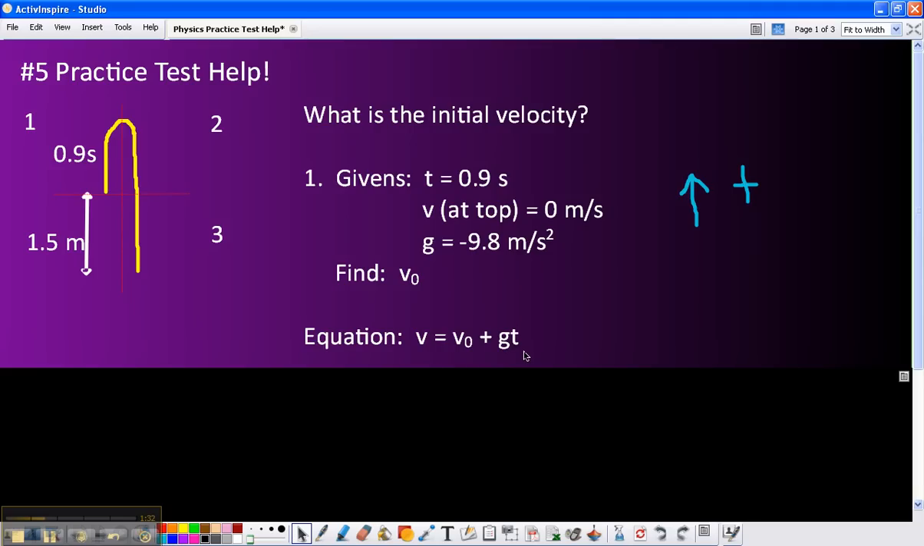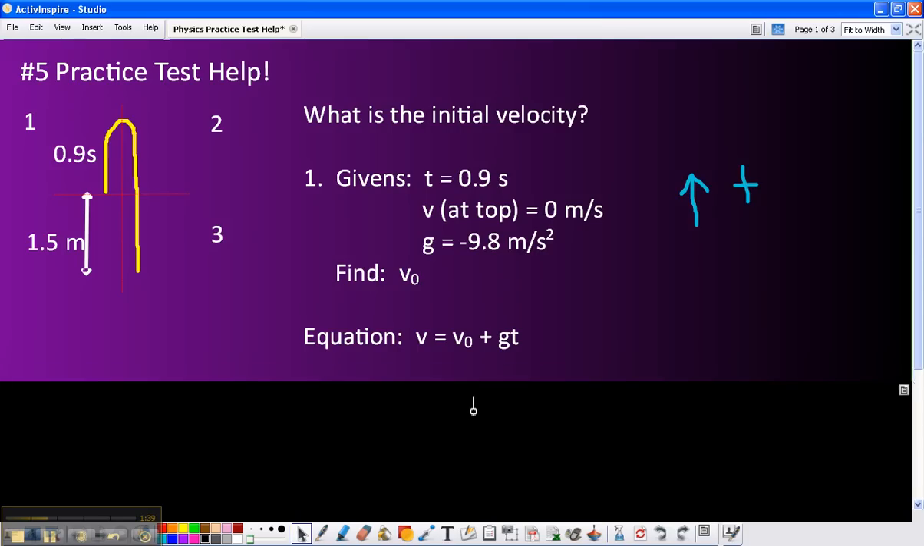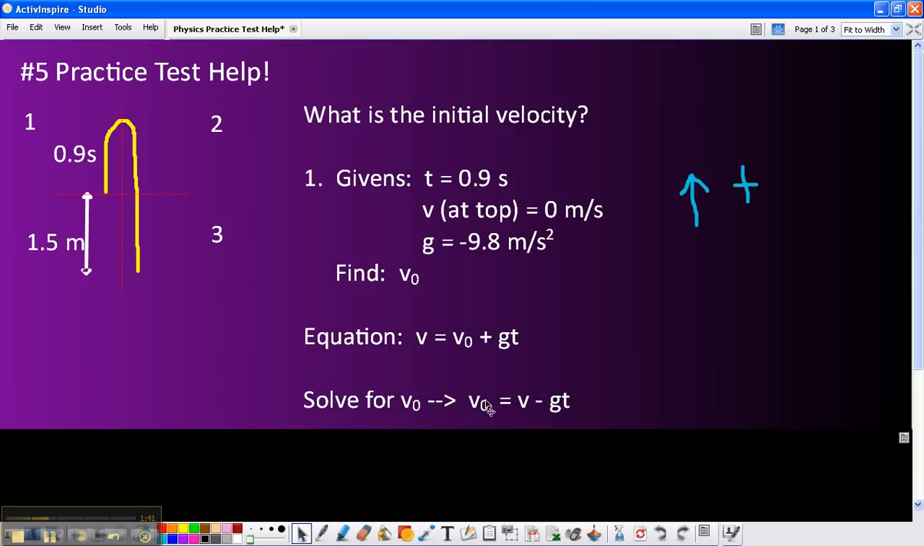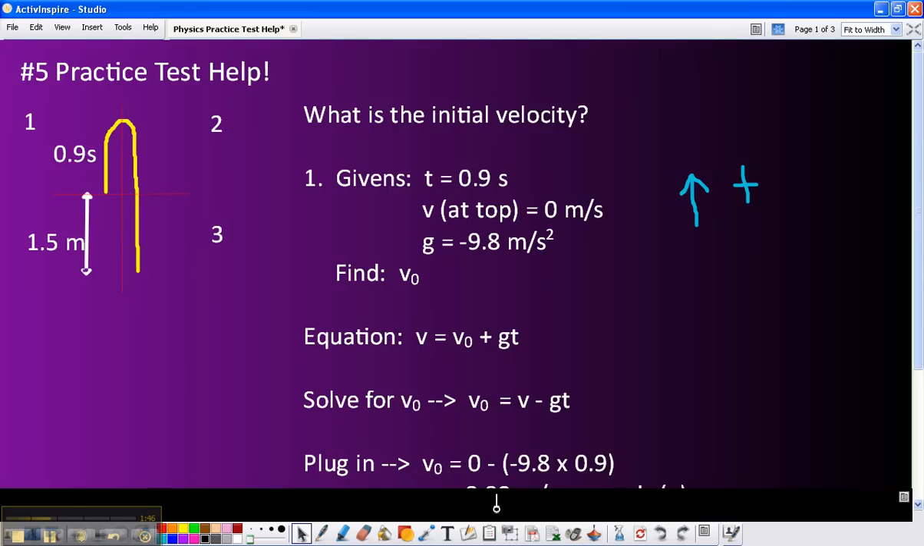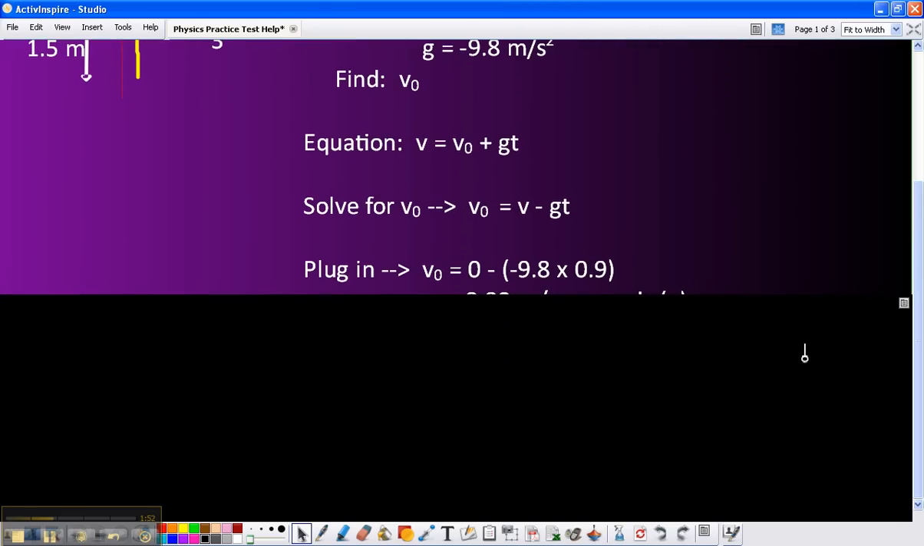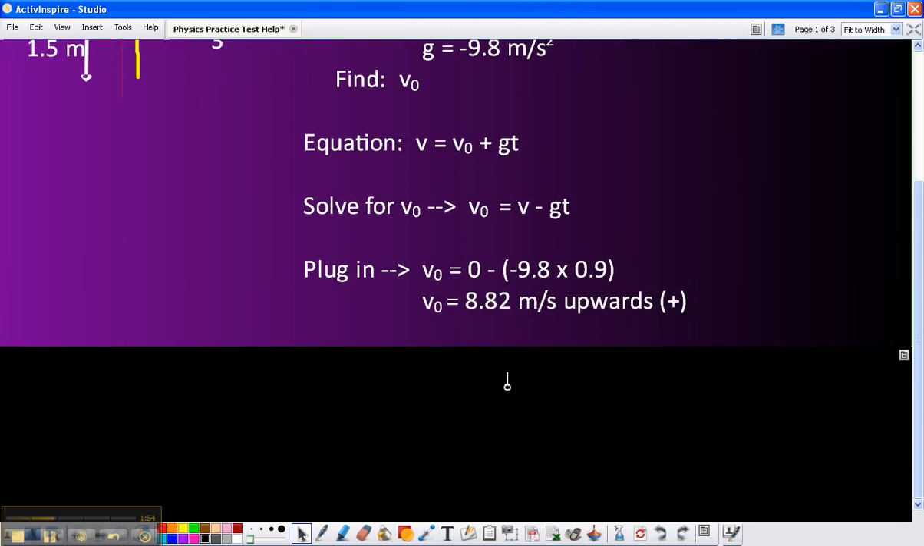I picked this equation here because it had all 4 of these things in it. And since I want to find v naught, I need to rearrange my equation to solve for v naught. So that was a little bit of algebra. And then all I did here was plug in my numbers, being really careful about using parentheses with my negatives. And then from there, I found out that my initial velocity was 8.82 meters per second, and that's positive, so that means we're going upwards, which makes sense, right?